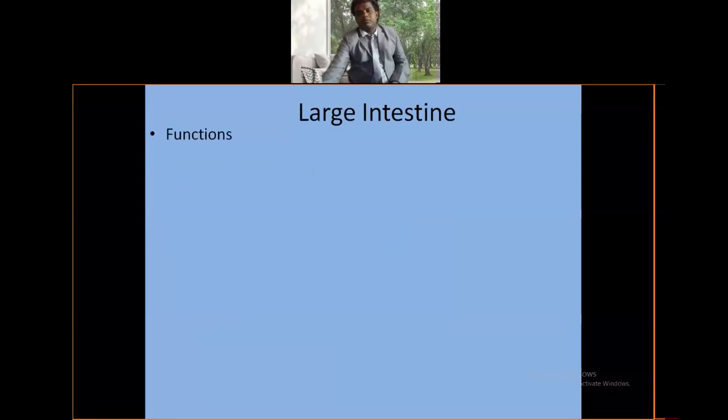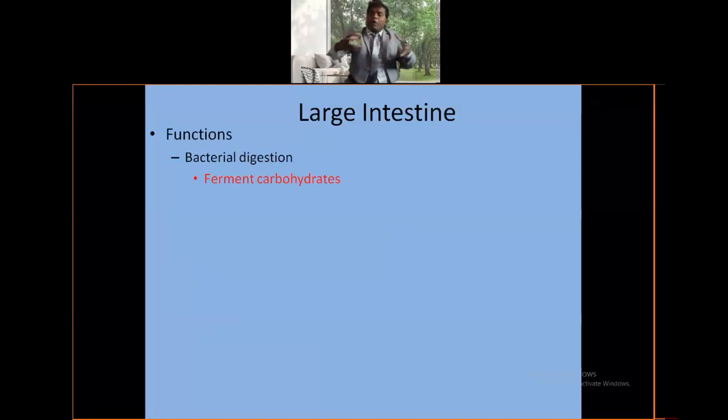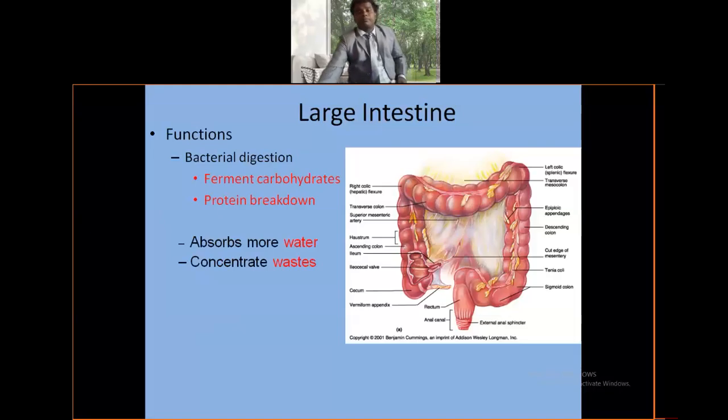Next, what are the functions of the large intestine? Number one, bacterial digestion. Number two, fermenting carbohydrates. Next, protein breakdown. The bacterial digestion ferments the carbohydrates and breaks down protein. Next, it absorbs more water and concentrates waste material.